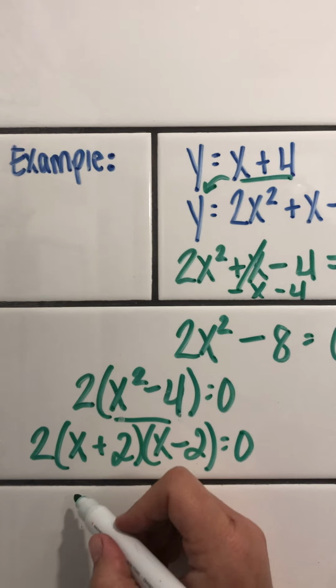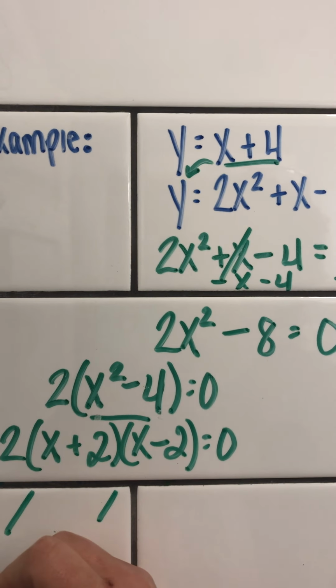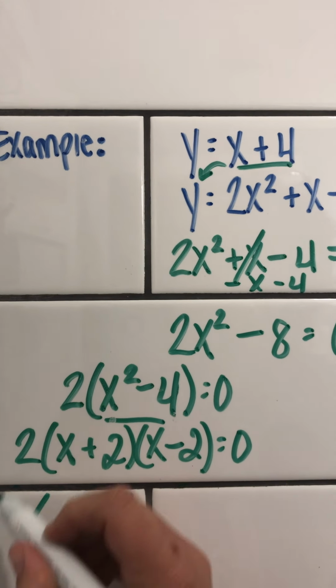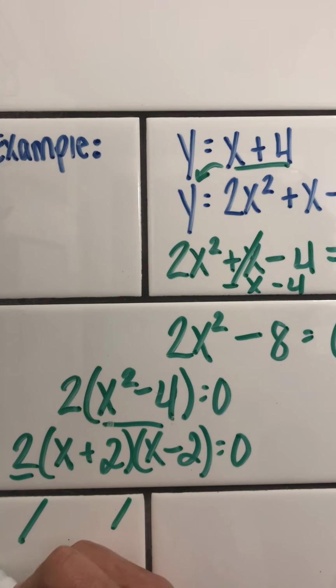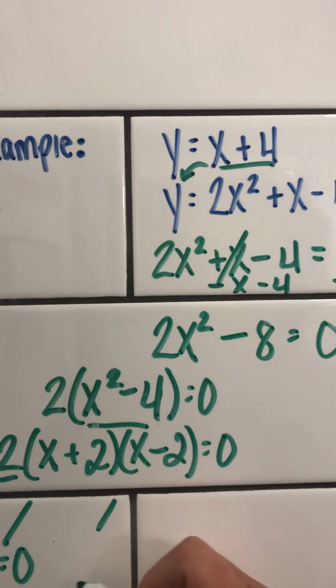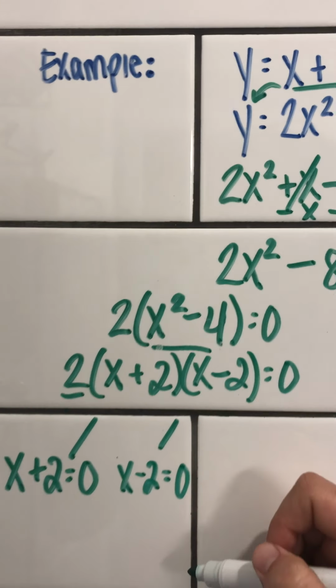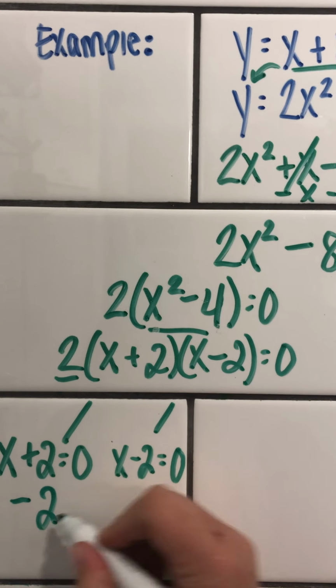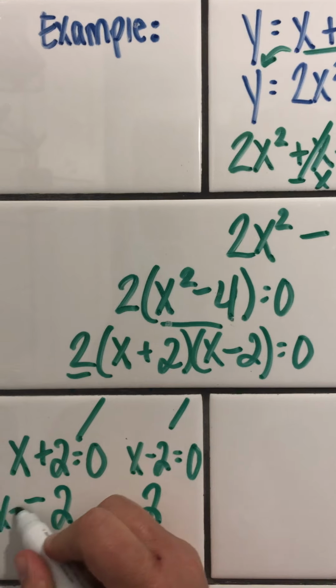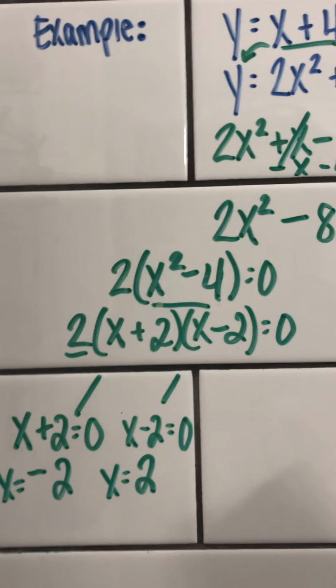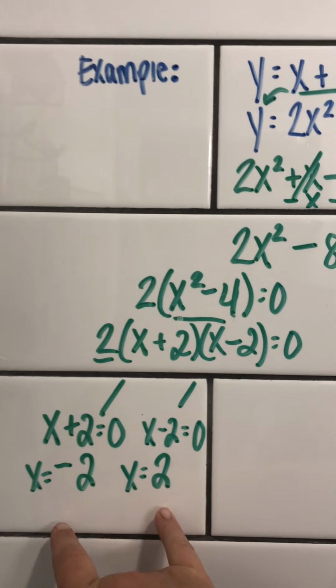Now when I solve these, I'm going to set them both equal to 0 separately. That 2 out front doesn't matter. We're not worried about it in solving quadratics if it doesn't have a variable. When I solve both of these, I'm left with negative 2 and 2. x equals negative 2 and x equals 2, I should say. That's important. Those are x values.